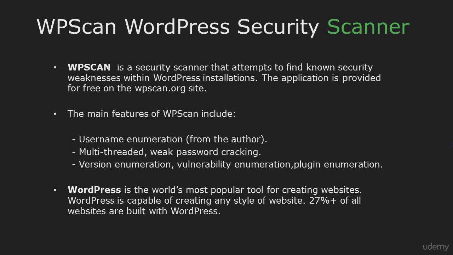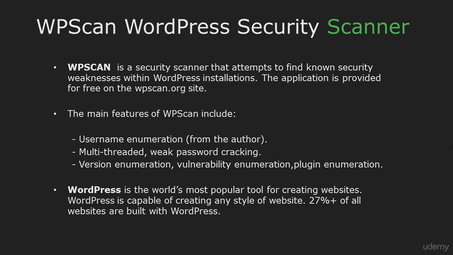Hi and welcome back. In this tutorial I'm going to make a quick tour of WPScan, which is a security scanner that helps you to find security weaknesses within WordPress installations. The main features of WPScan are username enumeration, password cracking, vulnerability enumeration, and plugin enumeration.